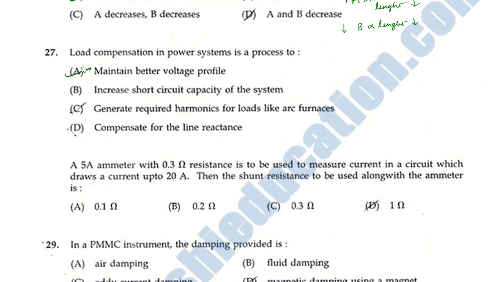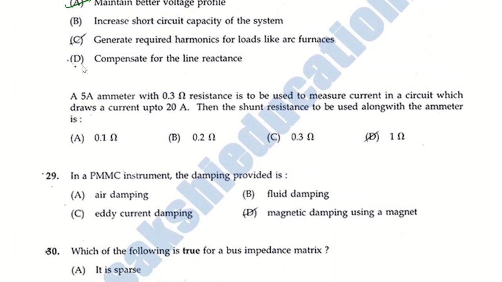Next one, question number 28. A 5 amp ammeter with a 0.3 ohm resistance is to be used to measure current in a circuit which draws a current up to 20 amperes. What is the shunt resistance to be used along with the ammeter? This is also one of the standard questions that are asked in the examination, right?